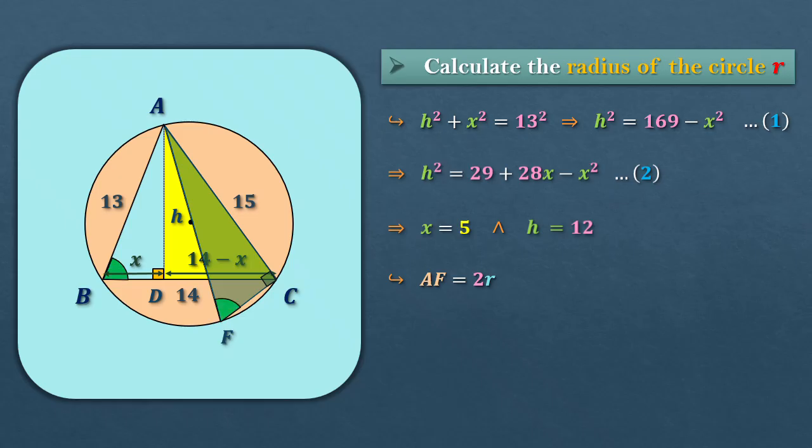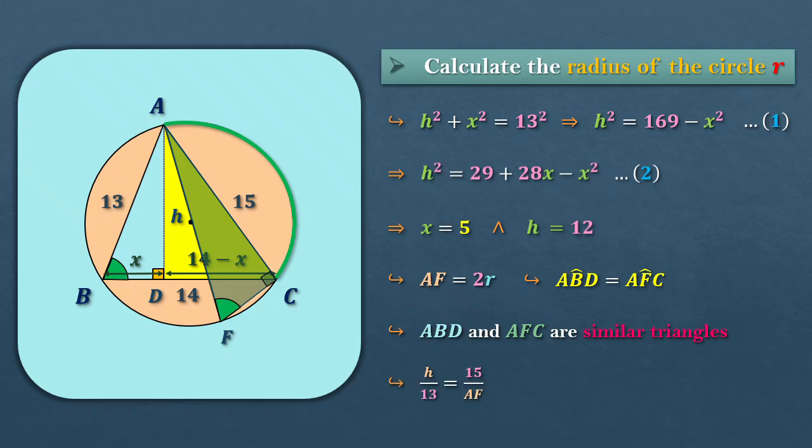Also, angles ABD and AFC intercept the same arc, and according to the inscribed angle theorem, these angles are equal. Thus, triangles ABD and AFC are similar. From this similarity, we deduce that the ratio h divided by 13 equals 15 divided by AF. Since AF equals 2 times r, by cross-multiplying we obtain 2r equals 13 times 15 divided by 12. Hence, the radius r equals 8.125 units.